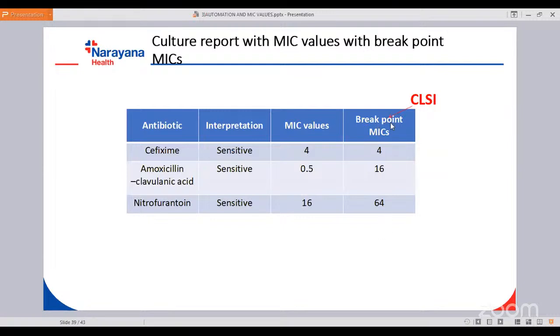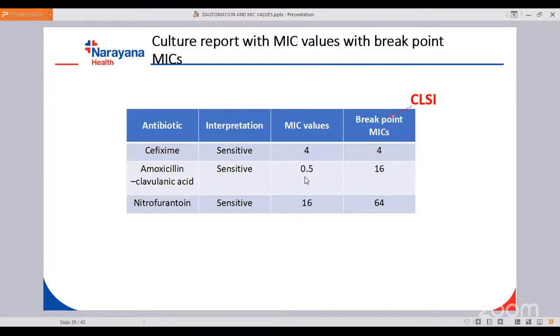Breakpoint MICs are the values that are provided by the governing body sitting in the US and in Europe, which have interacted these drugs and bugs, thousands of them, 10,000s of them at different points in time, and looked at which MIC value will work. So a breakpoint MIC of 4 for cefixime indicates that 4 or less than 4 is going to be sensitive. So cefixime is sensitive. It has an MIC value of 4 and a breakpoint MIC of 4.